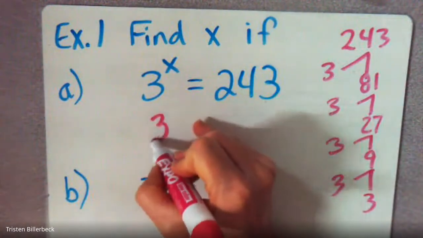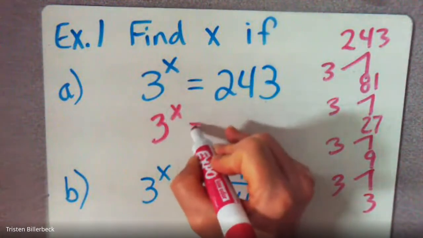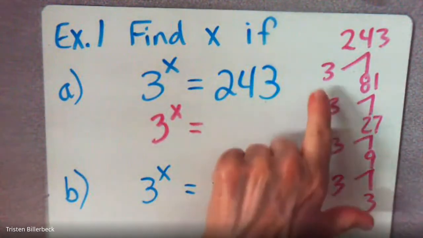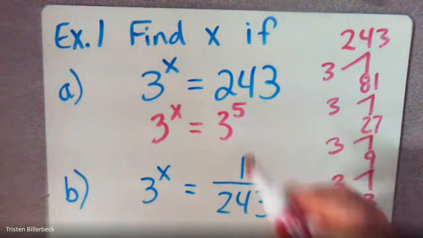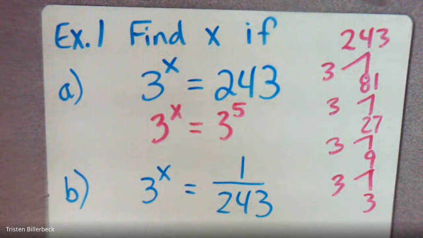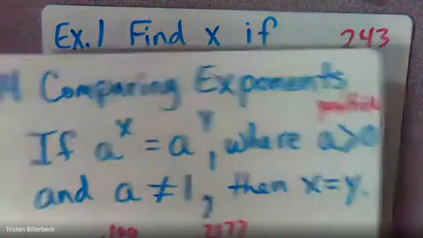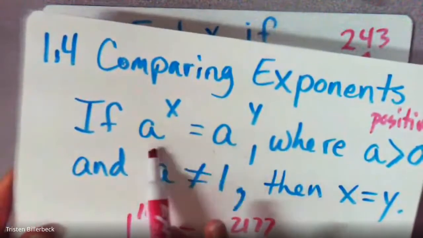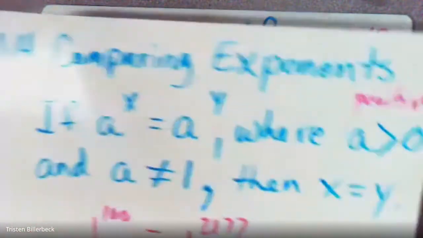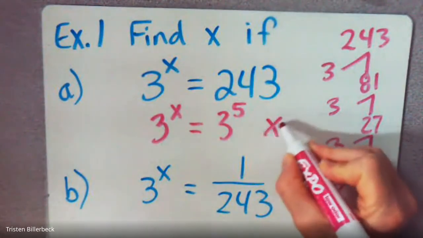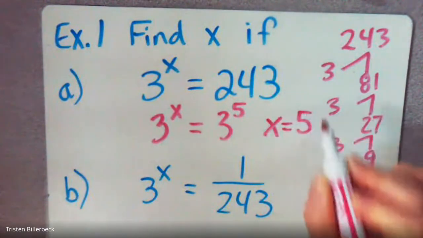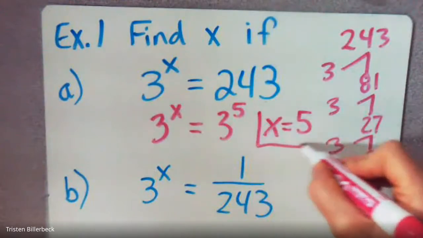So if we put this together, then 243 is 3 to the 5th. Well, if that's the case, and this rule says if they have the same base and they're equal, then x equals y. So that means x equals 5. And that's our answer.